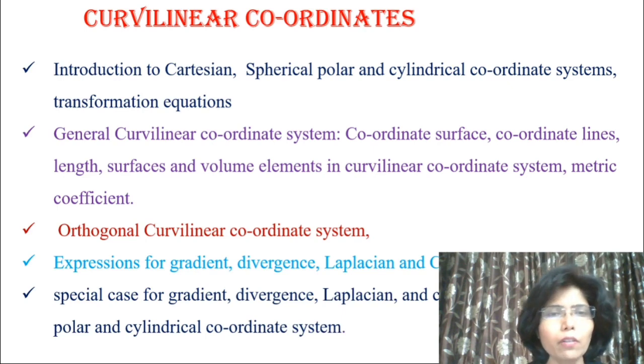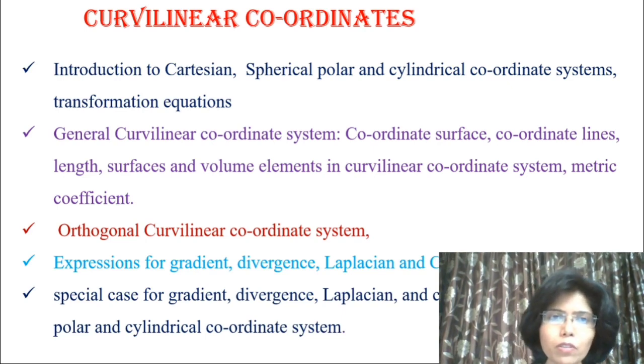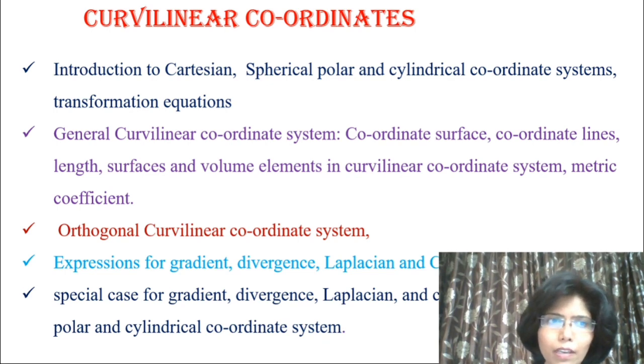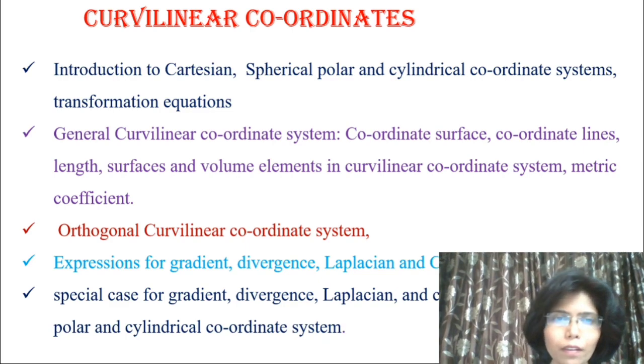which includes Introduction to Cartesian, Spherical, Polar and Cylindrical Coordinate Systems, Transformation Equations, then General Curvilinear Coordinate System, which includes coordinate surface, coordinate lines, length, surface and volume elements in curvilinear coordinate system, metric coefficient, also orthogonal curvilinear coordinate system, then expressions for gradient, divergence, Laplacian and curl, also the special cases for the gradient, divergence, Laplacian and curl in Cartesian, spherical, polar and cylindrical coordinate system.